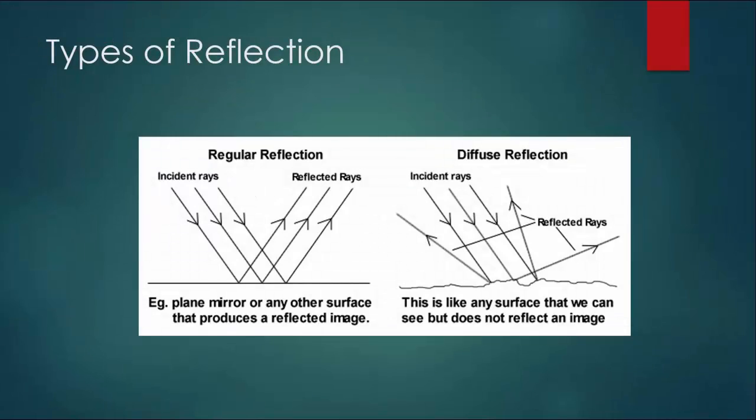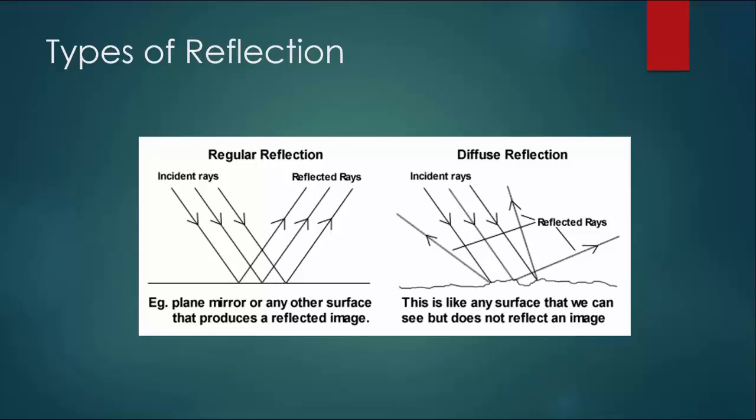There are actually two types of reflection. The first is what you normally think of when you think of reflection. We call this regular reflection. You can see that the incident rays that are striking the surface are parallel to each other, and so are the reflected rays. This is exactly what you get when you look at a plane mirror or any other surface that produces an image. The other type of reflection is called diffuse reflection.